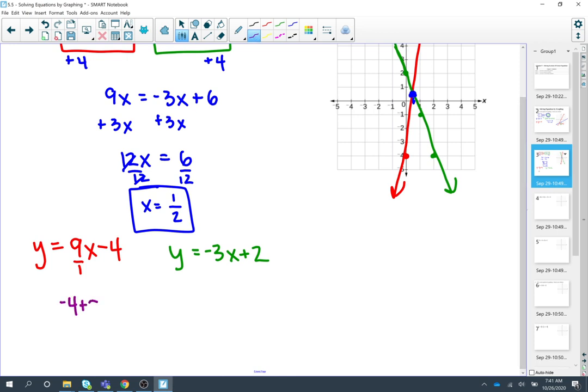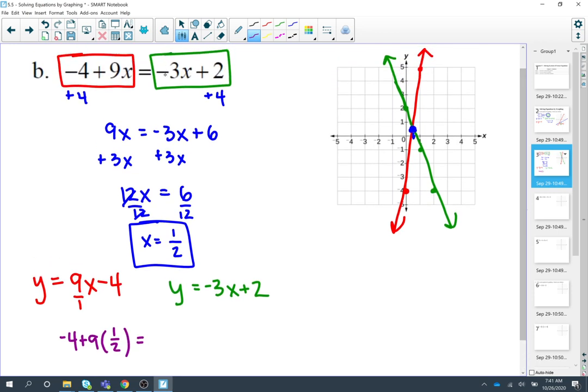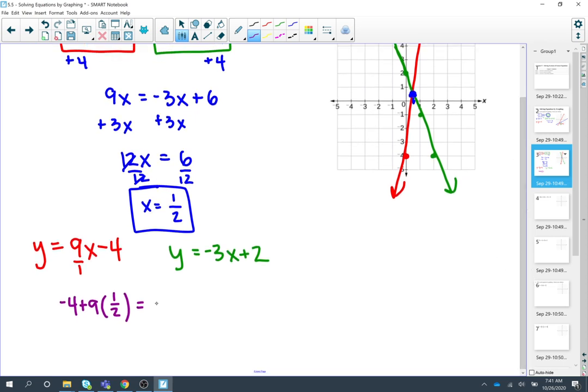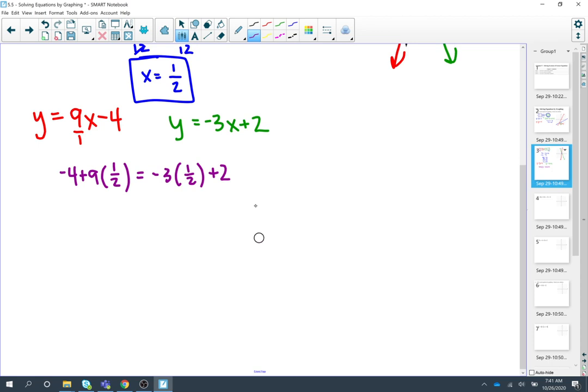-4 plus 9 times 1/2 equals -3 times 1/2 plus 2. And let's see what we come up with.